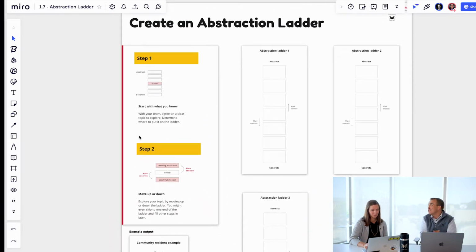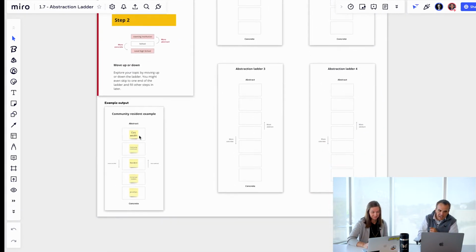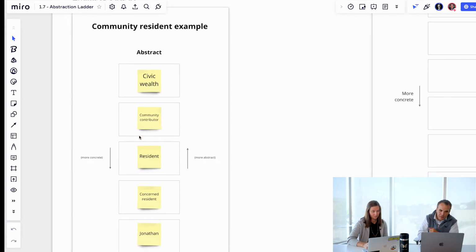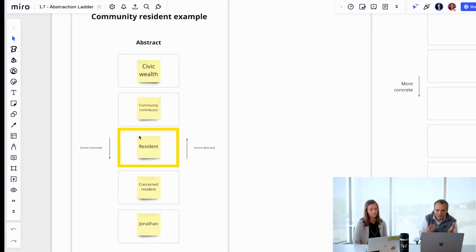In this case, I've used a school example and understood that the measure below might be things like a classroom and the measure above that might be something like a district. We've also included an example here, which is about being a resident. Interestingly enough, in this example, we start with the most concrete example being a person named Jonathan. And funny enough, at the top of our ladder, we see civic wealth.